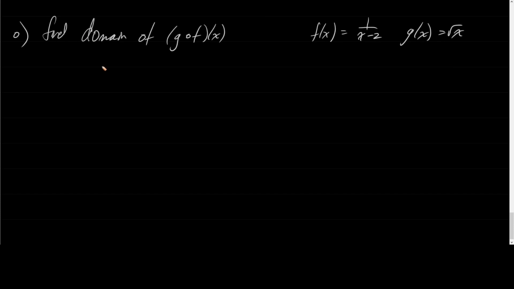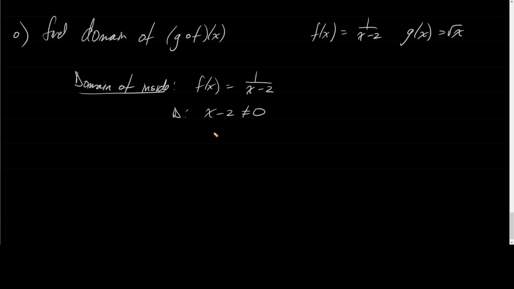Remember, first we're going to find the domain of the inside function, which in this case is f of x. And f of x was 1 over x minus 2. For this, what's the domain? Well, we've got a fraction. With fractions, the domain is that the denominator cannot equal 0. So in here, x cannot be equal to 2. And then we need to do the domain of the composition, g of f of x, g composed with f of x.